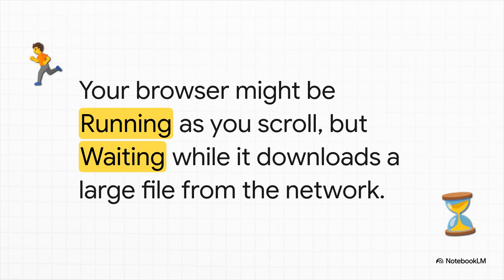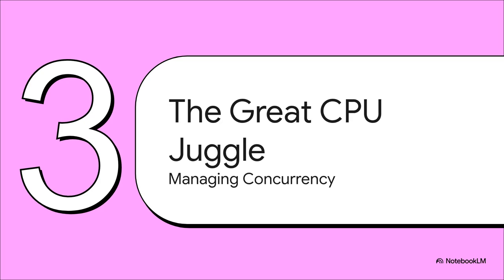Here's a perfect example. As you're scrolling down a web page, your browser process is in the running state. But the second you hit download on some huge file, it might switch over to waiting. It's waiting for that data to come in from the internet. And while it waits, the CPU is freed up to go do other things. Pretty efficient, right?